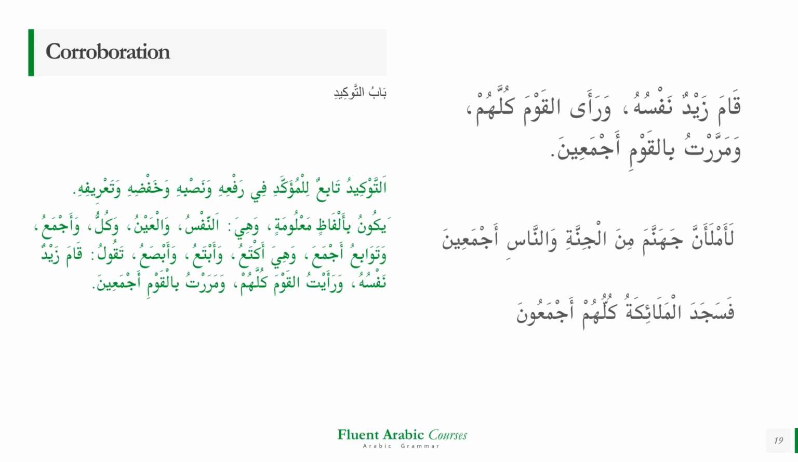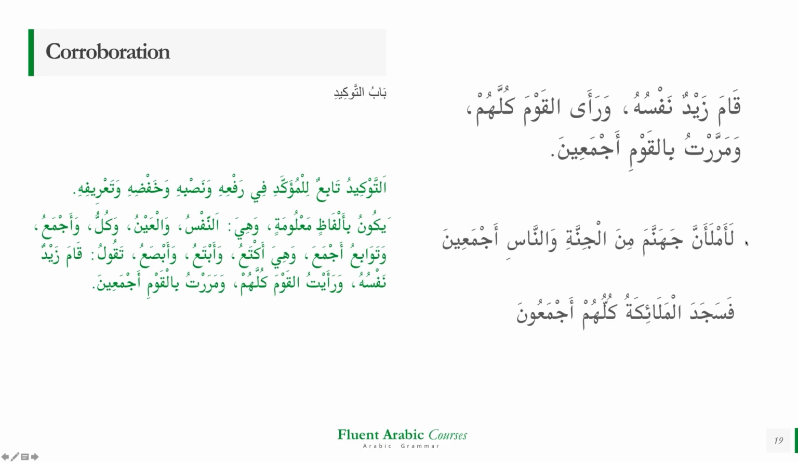وَمَرَرْتُ بِالْقَوْمِ أَجْمَعِينَ. I passed by the entire clan, the entire qawm. So أجمعين here is the tawkid for qawm. Now you have to notice that it follows the number. You have to say أجمعين because you can't say مررت بالقوم أجمعه. It also has to be plural because al-qawm is plural.